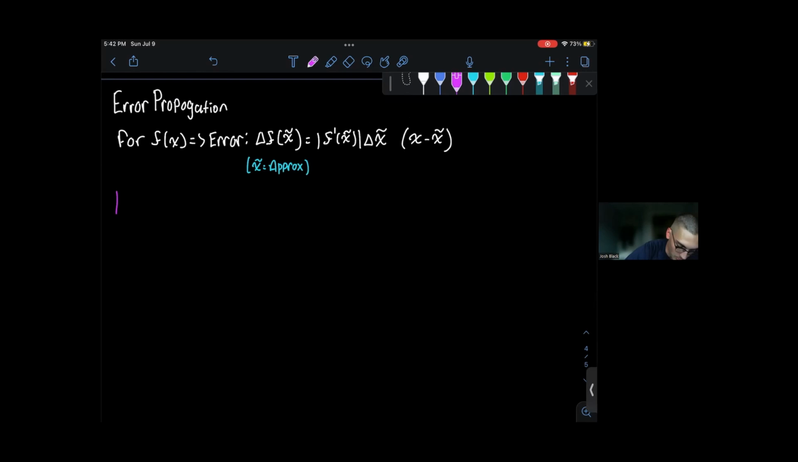If we were to have a multivariable function, the same thing goes, except we might have variables x, y, z, and so on. To find the error, we're going to take the absolute value of the partial derivative with respect to each variable and multiply it by that variable's error.